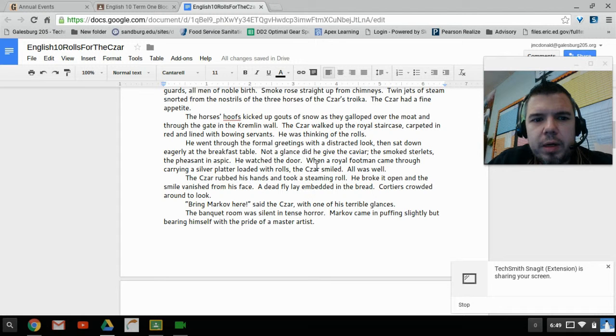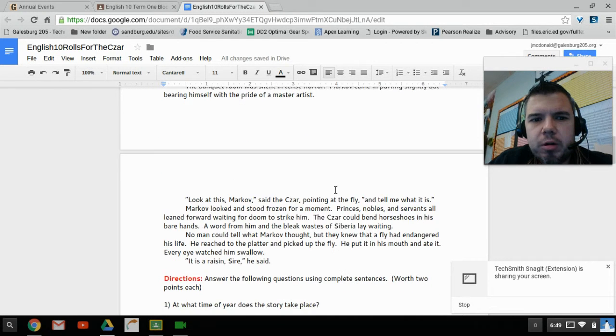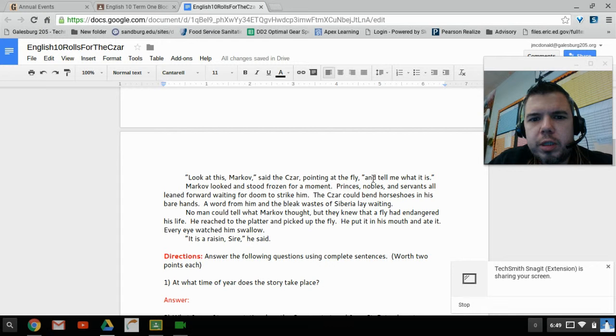Courtiers crowded around to look. "Bring Markov here," said the Tsar with one of his terrifying glances. The banquet room was silent in tense horror. Markov came in puffing slightly, but bearing himself with the pride of a master artist. "Look at this, Markov," said the Tsar, pointing at the fly. "Tell me what this is." Markov looked and stood frozen for a moment. Princes, nobles, and servants all leaned forward, waiting for doom to strike him.